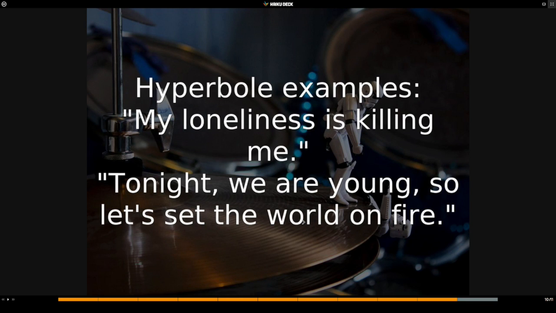Now you know how professionals use figurative language. Now I'm excited to see how you guys are going to experiment with figurative language. So let's move on to the practice assignments.